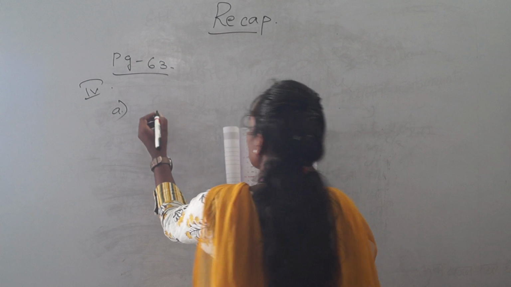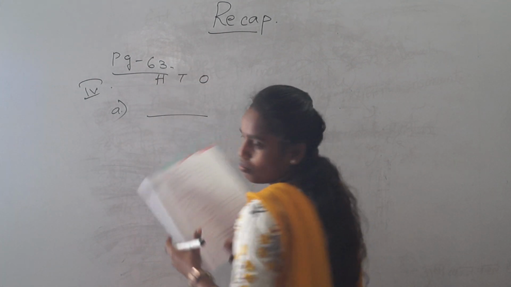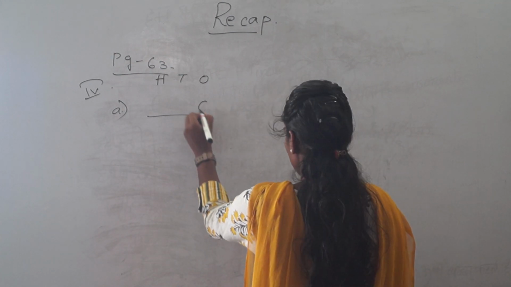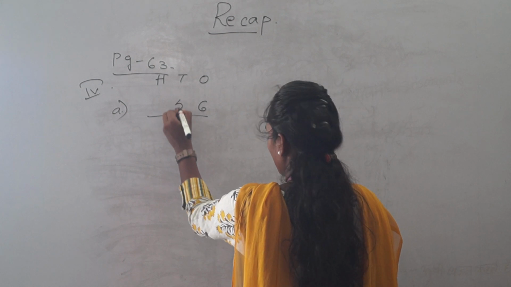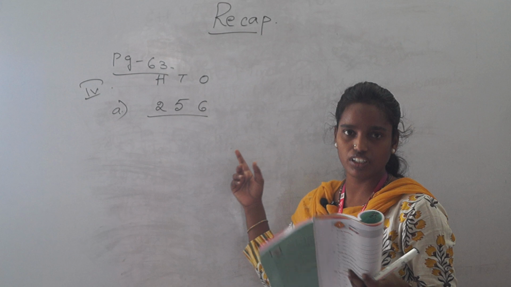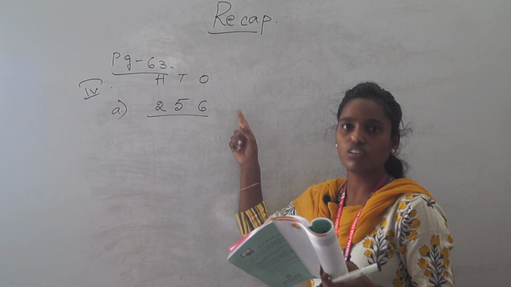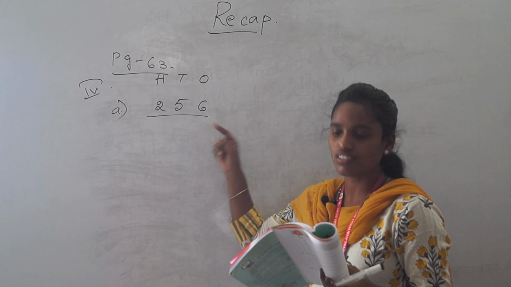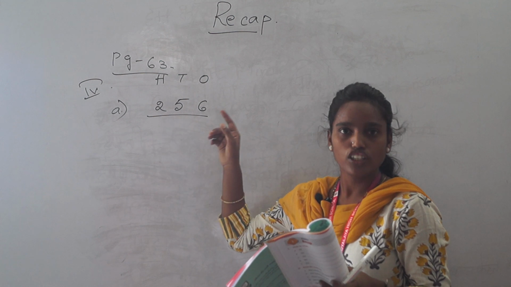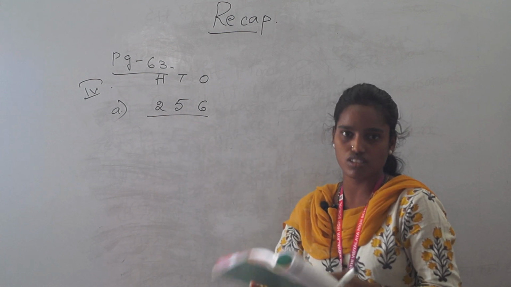So 2 hundreds means, here also we can take place values: hundreds, tens, ones. So in ones place what is there? 6. Tens place 5. Hundreds place 2. Have you got it, children? I am repeating one more time. In ones place 6 ones is there, no? So in ones place we should write 6. In tens place we should write 5. And in hundreds place we should write 2. So what is the numeral we got for 2 hundreds plus 5 tens plus 6 ones?